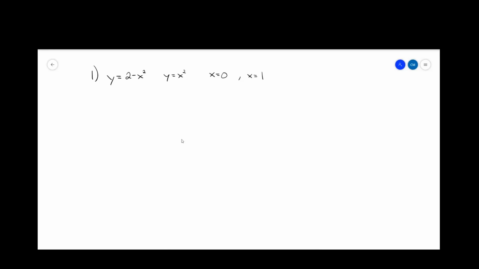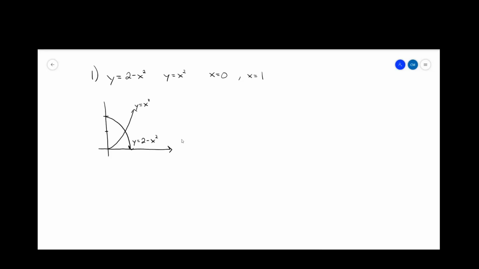Usually it helps to graph these when you're trying to figure out what the area is going to be. Let's think about what these two functions would look like. 2 minus x squared, parabola opening down, y-intercept of 2, so it's going to come down like that. And then the other one is y equals x squared, it's a parabola opening up, so something like this. So this is y equals x squared, and this is y equals 2 minus x squared.